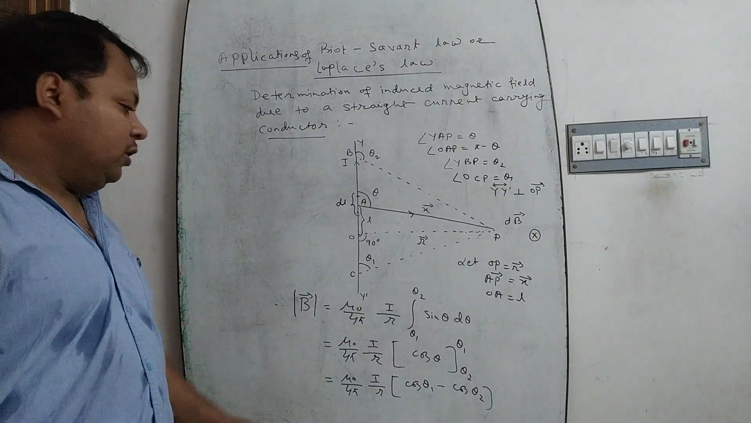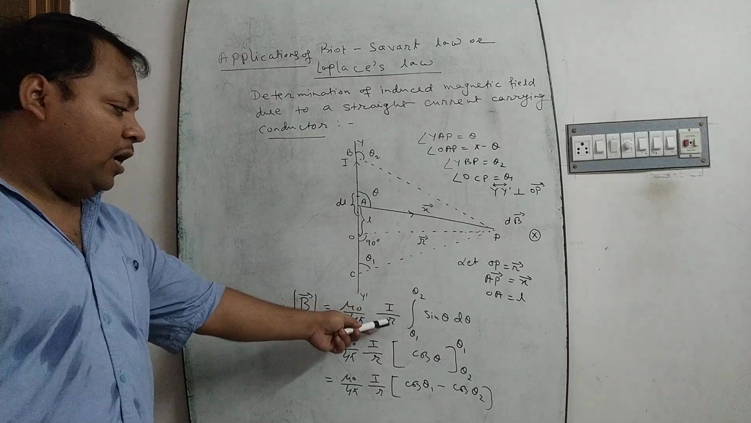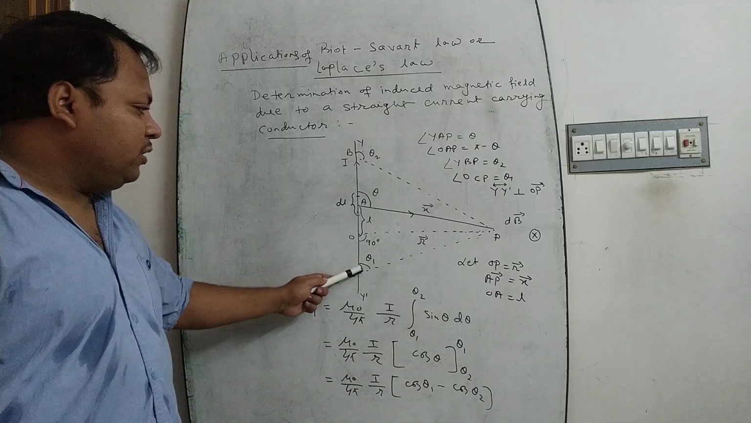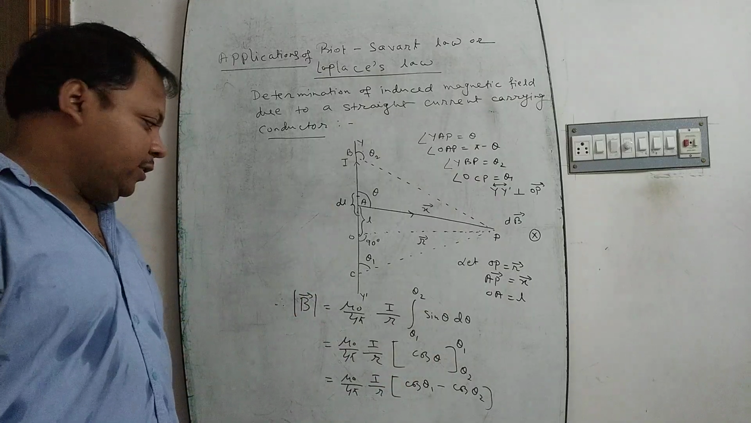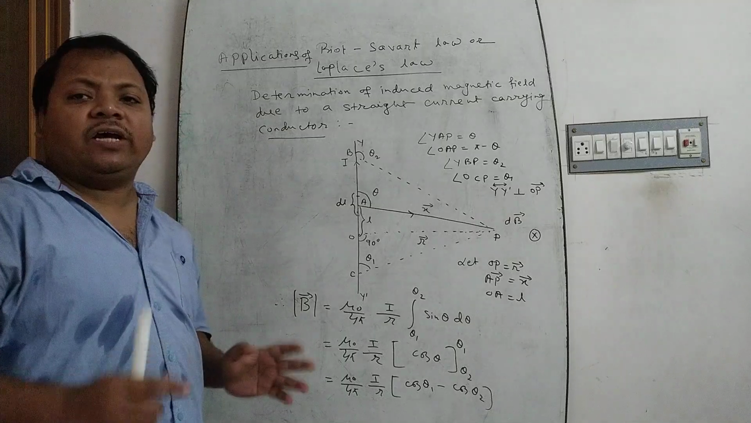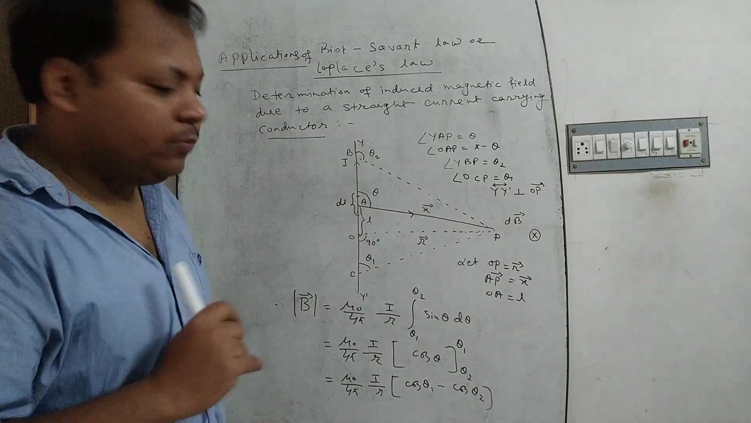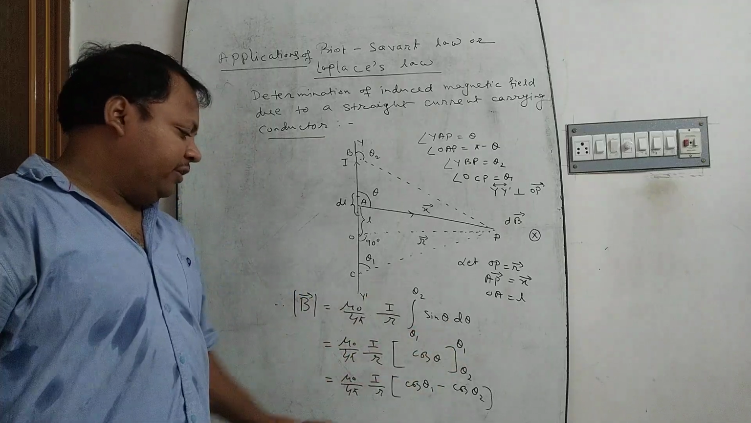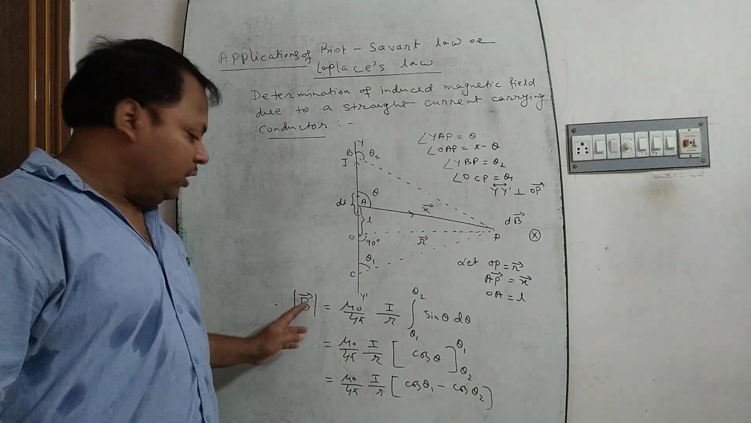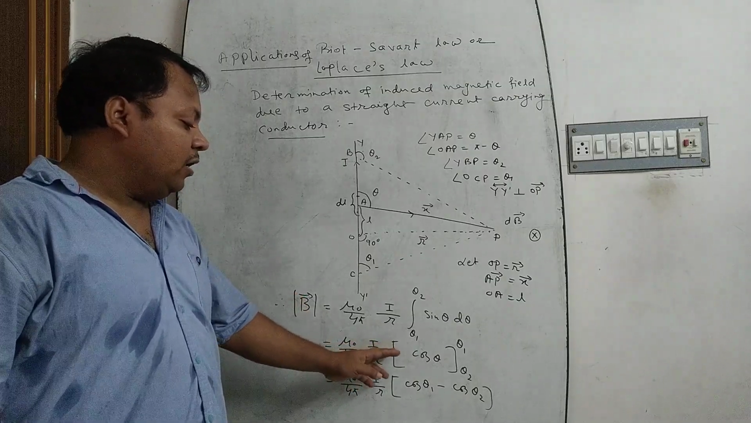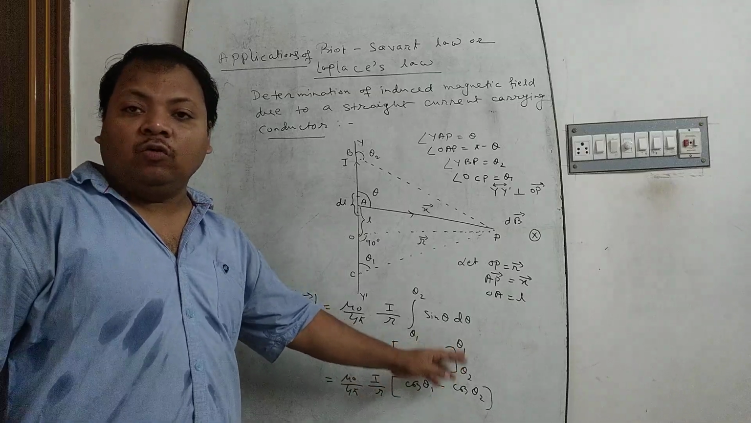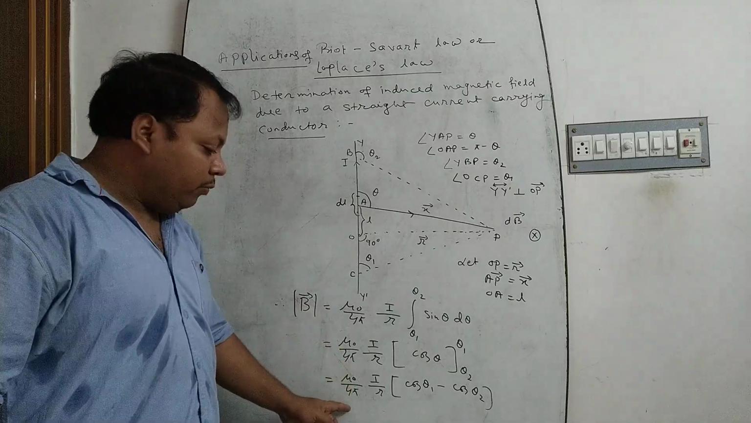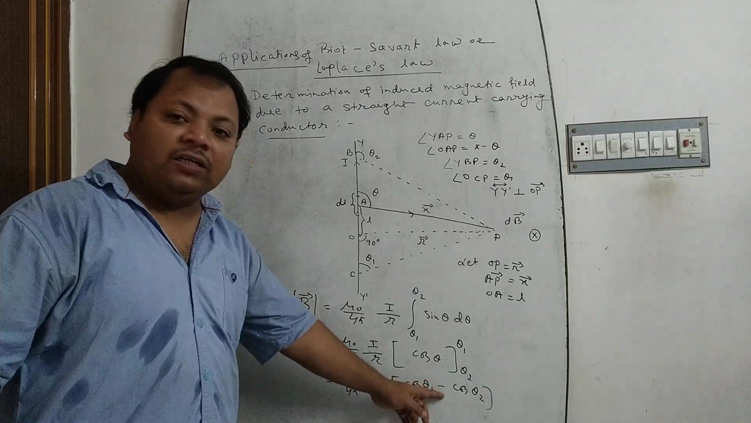Therefore, mod of B is equal to mu 0 by 4 pi, I by r, integration from theta 1 to theta 2 of sin theta d theta. Here theta 1 is the lower limit and theta 2 is the upper limit. You know that integration of sin theta is equal to minus cos theta. Therefore, we can reverse the limiting values of the integration. Then we can write mod of B is equal to mu 0 by 4 pi, I by r, cos theta evaluated from theta 2 to theta 1. Therefore, mod of B is equal to mu 0 by 4 pi, I by r, into cos theta 1 minus cos theta 2.